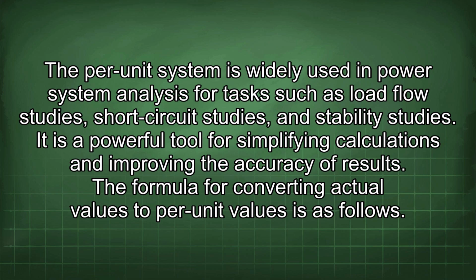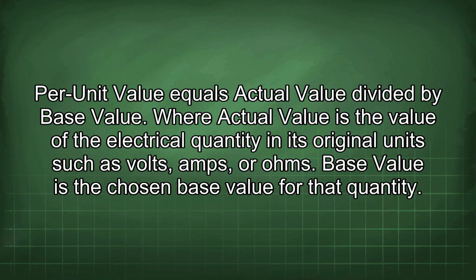The formula for converting actual values to per unit values is as follows. Per unit value equals actual value divided by base value, where actual value is the value of the electrical quantity in its original units such as volts, amps, or ohms. Base value is the chosen base value for that quantity.